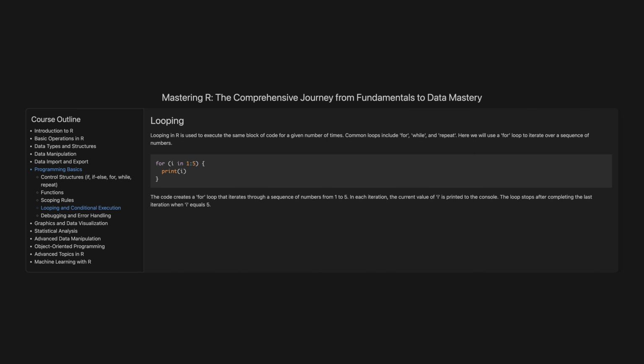Looping and conditional execution. Looping in R is used to execute the same block of code for a given number of times. Common loops include for, while, and repeat. Here we will use a for loop to iterate over a sequence of numbers. The code creates a for loop that iterates through a sequence of numbers from 1 to 5. In each iteration, the current value of i is printed to the console. The loop stops after completing the last iteration when i equals 5.